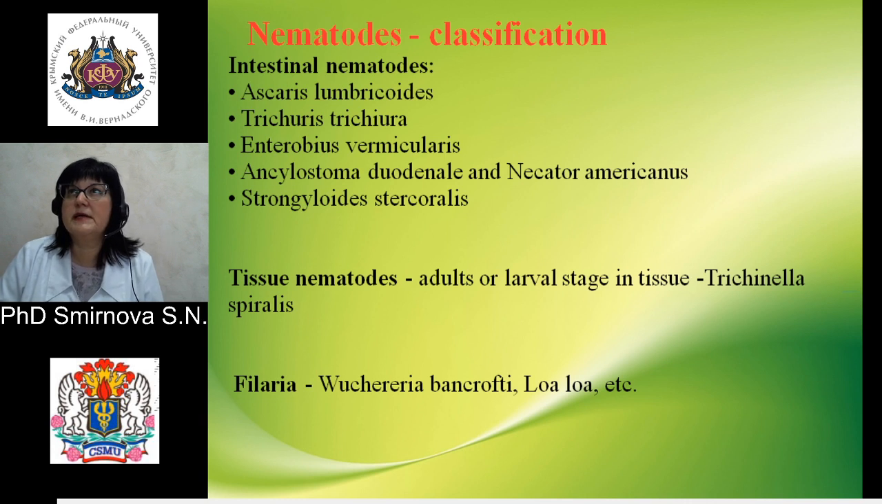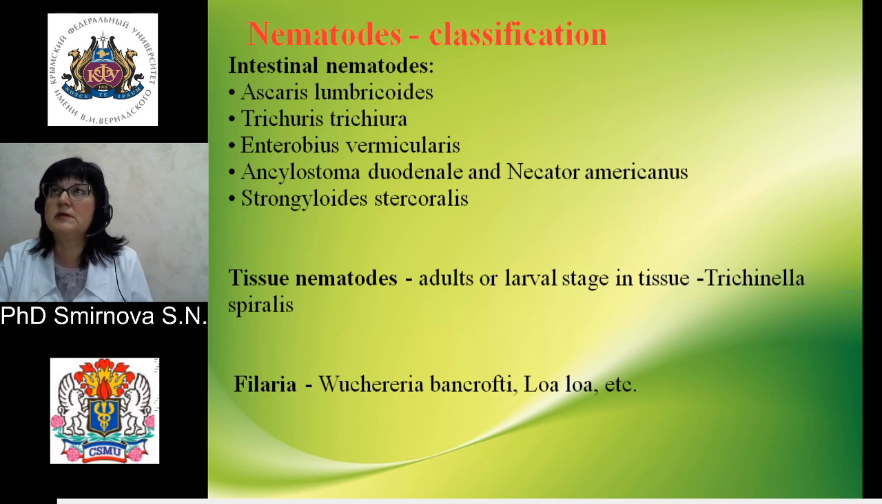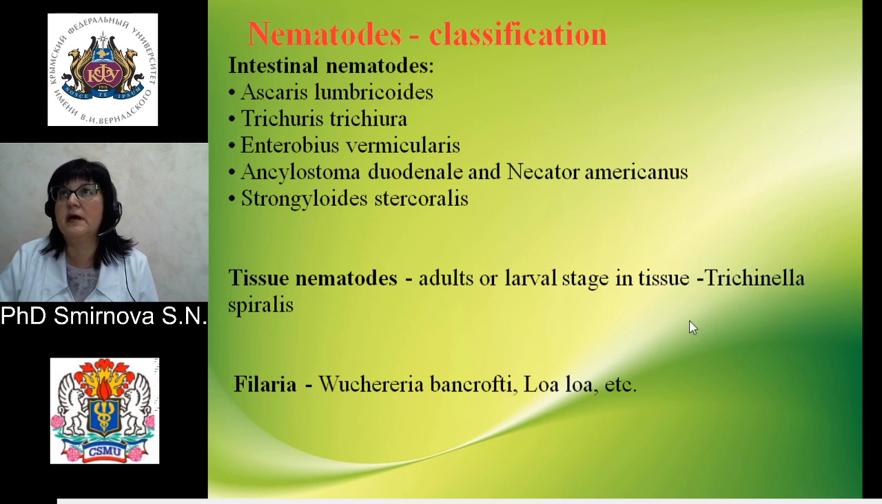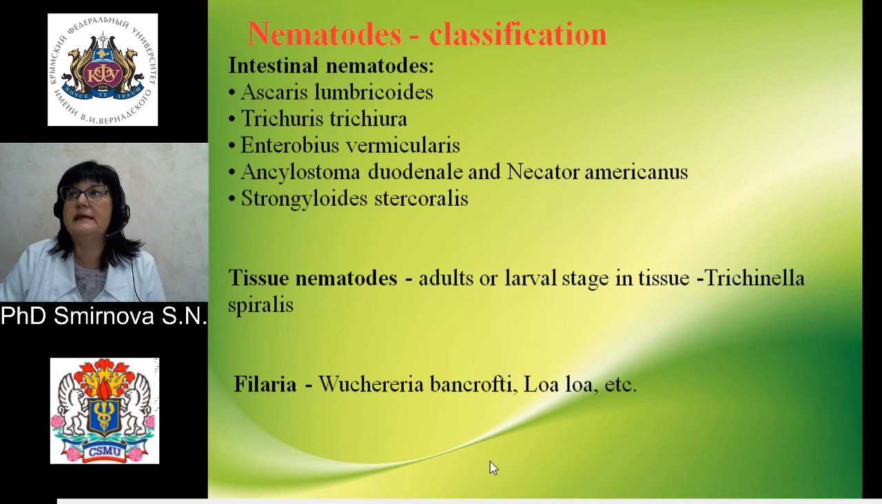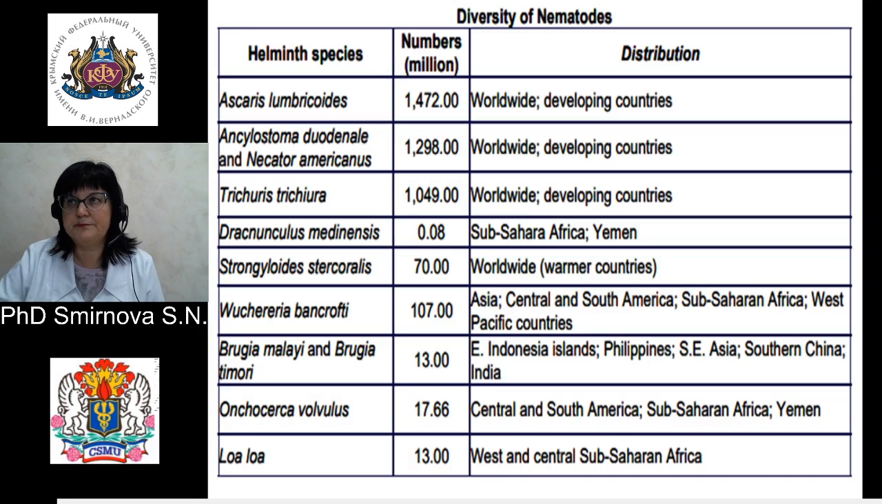So all parasites from class nematodes we can divide, first, into intestinal nematodes. These are Ascaris lumbricoides, Trichiurus trichiura, Enterobius vermicularis, Ancylostoma duodenale, Necator americanus, and Strongyloides stercoralis. For tissue nematodes, the adult or larva stage develops in the tissue, for example Trichinella spiralis. Filaria are Wuchereria bancrofti or Loa loa.